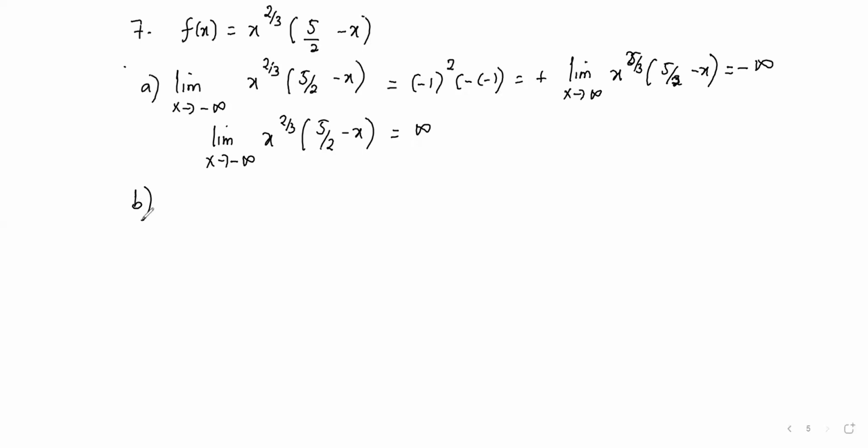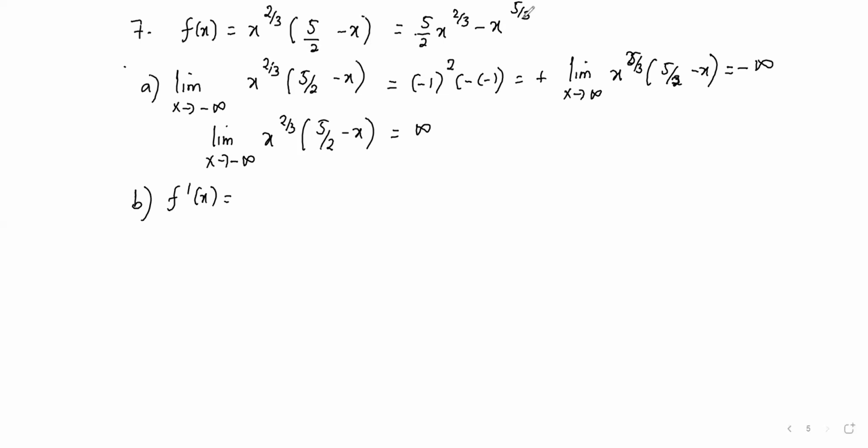As we go on, we will see the justification of what we have done there. And then part 2, we are looking for the intervals where f is increasing and decreasing. So you differentiate the function. This can be expanded as 5 over 2 times x^(2/3) minus x^(5/3), so we are adding 1 to the power, and that's going to be 5 over 3.